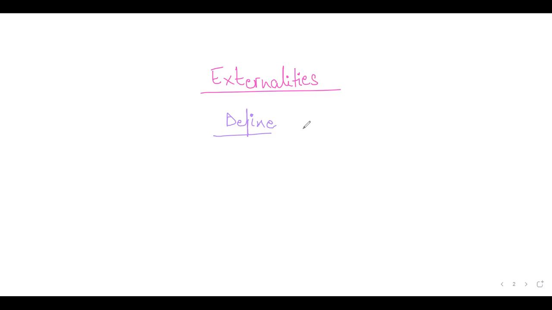Smoking, pollution, drunk driving, all of these are what? Negative externalities, right? What is a positive externality? Positive externality, being the opposite of that, is when I do something and someone else gets a positive benefit, right?